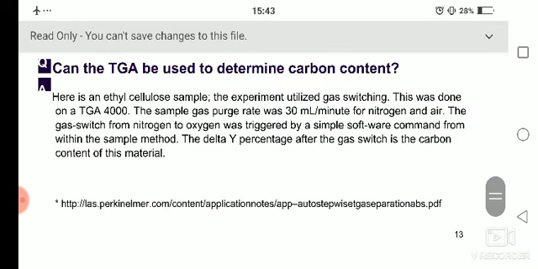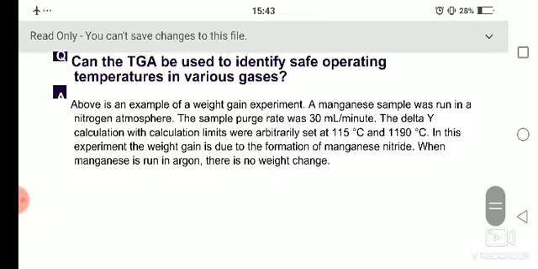How can a TGA be used to determine carbon content? Here is an ethylene cellulose sample. The experiment utilized gas switching. This was done on a TGA 4000. The sample gas purge rate was 30 ml per minute for nitrogen and air.